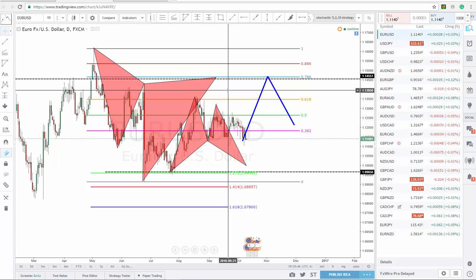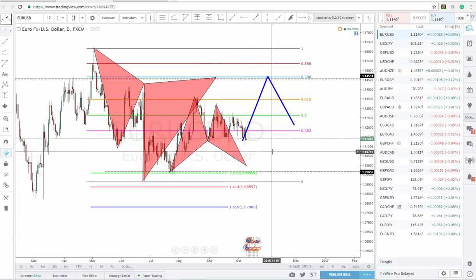Now I do have tutorials on the bat and cipher pattern that I'll list in the bottom of the screen, and you can click those. They'll open up in a new window. If you don't know how to trade either of these patterns, they are very accurate ways to trade the market. So click on one of those videos and go ahead and learn them so you can start testing them in the market.